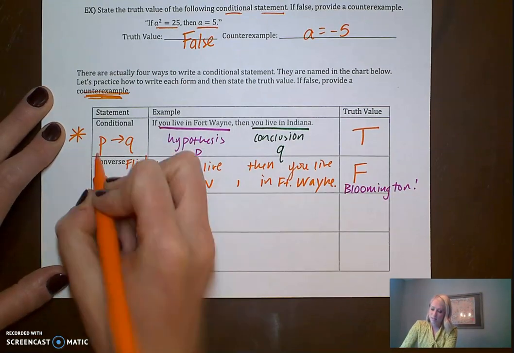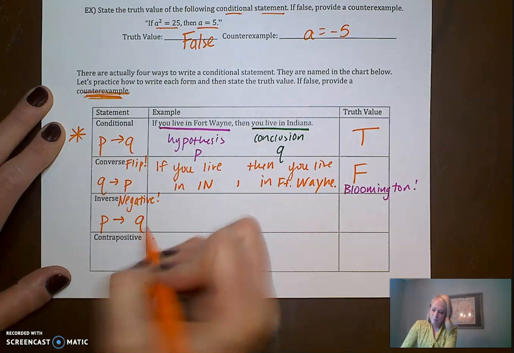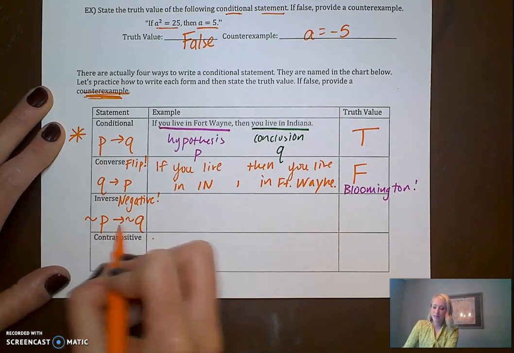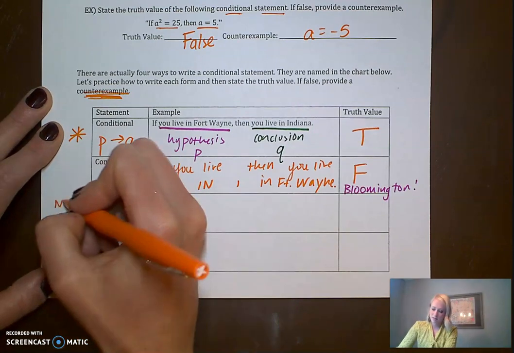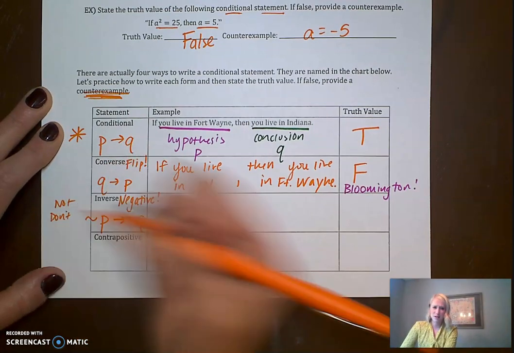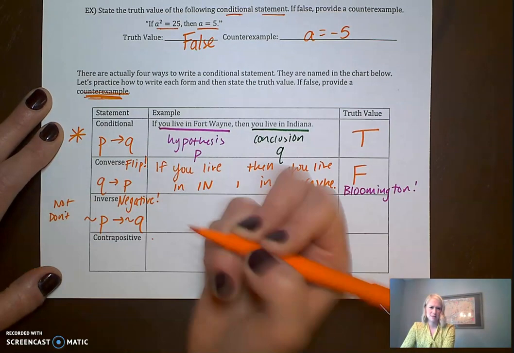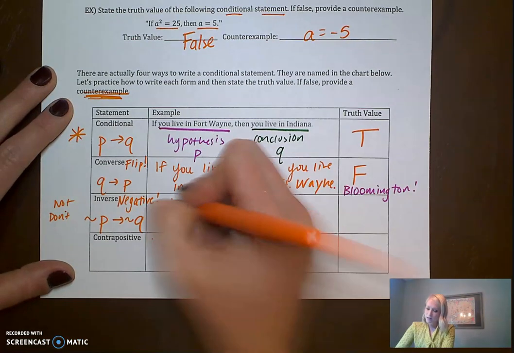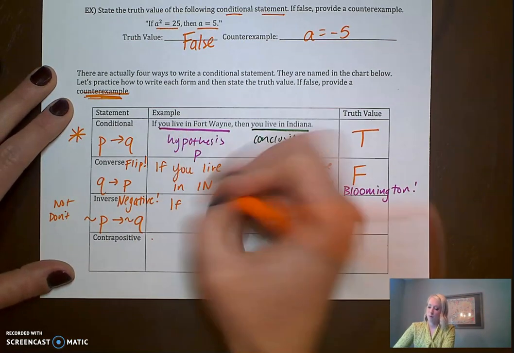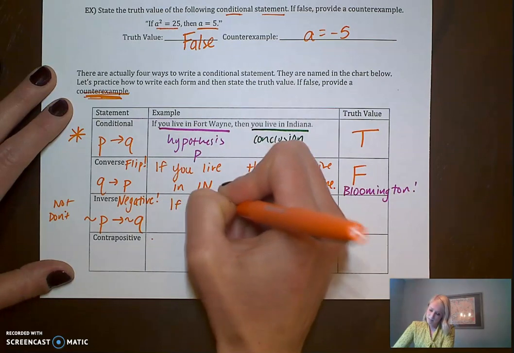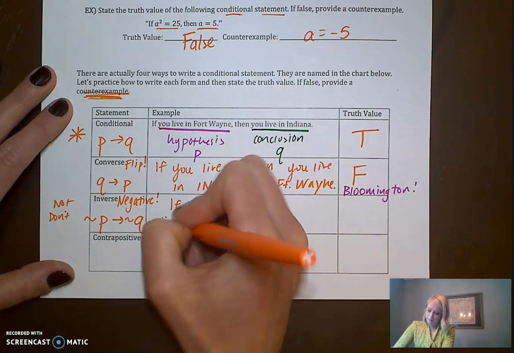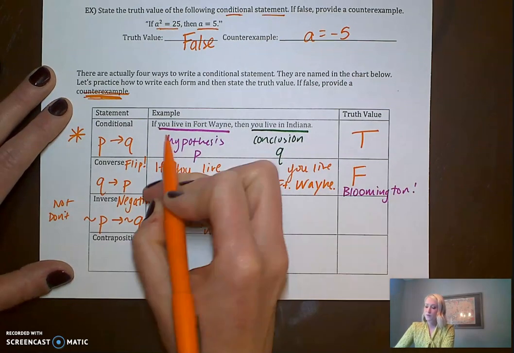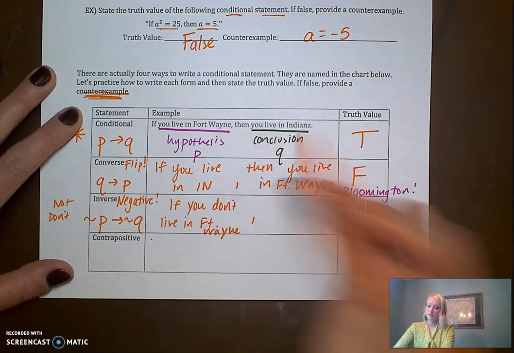So here's how we symbolize it. It's still P, then Q. We just add this little squiggly, and that means not. So it's not P, not Q. I'm just going to say not, but use correct English, say don't if that makes more sense. Watch what I'm going to do here. So I'm going to say if you don't live in Fort Wayne, I'm just making that statement negative. Don't flip it. So if you don't live in Fort Wayne, then you don't live in Indiana.